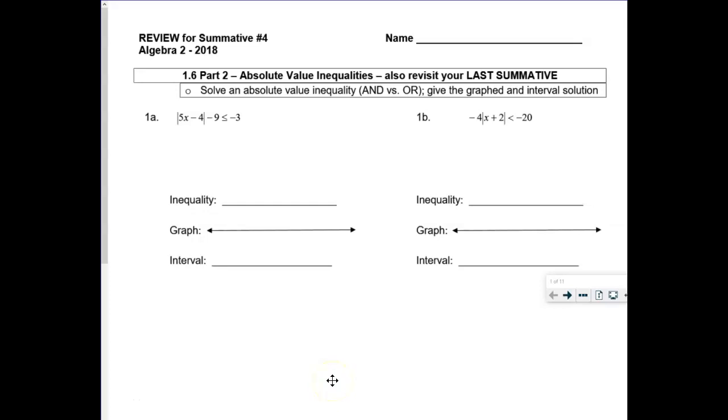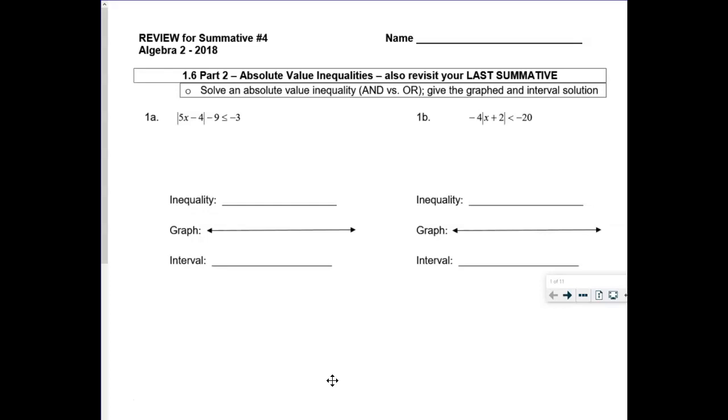Alright, we have our review for summative number 4 in the fall of 2019. And the first 2 sections that you see on the review are repeated sections from your last test. So we all need to take them again, and we're all going to show an improvement, or if you were already awesome, keep being awesome.